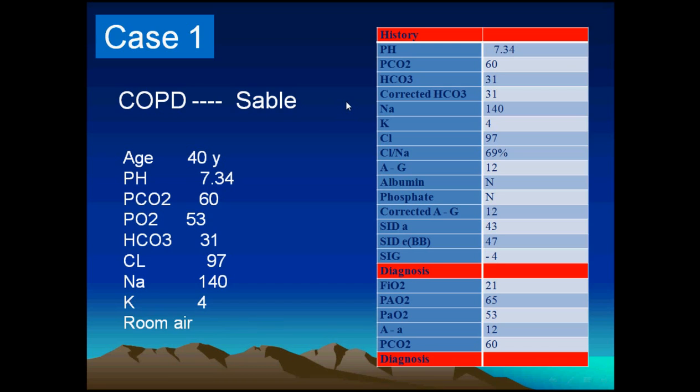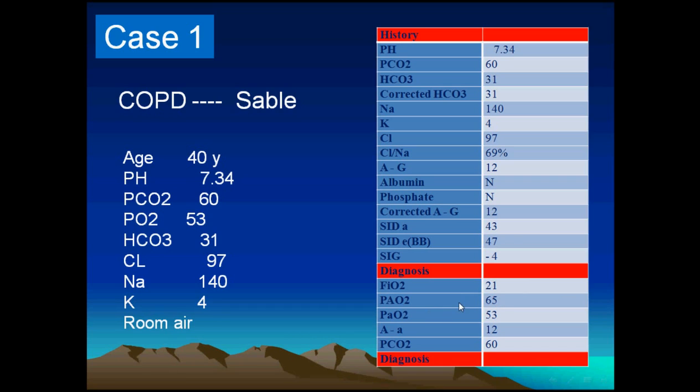Look at this data on this nomogram. The pH here is 7.3, close to the normal, because this patient is stable. When you look at the carbon dioxide, it is 60. Carbon dioxide is 60. This means that the patient is having retention of carbon dioxide. You can look down here. The patient is on room air.